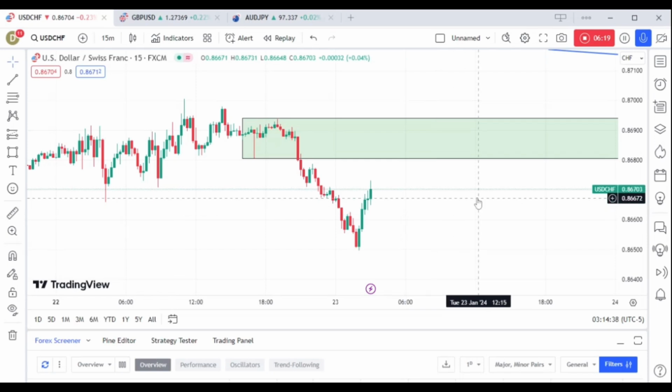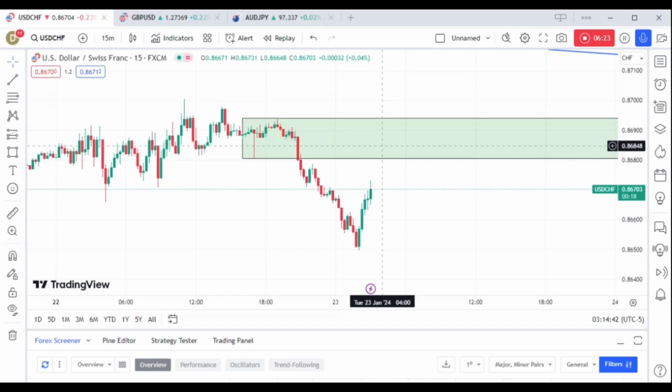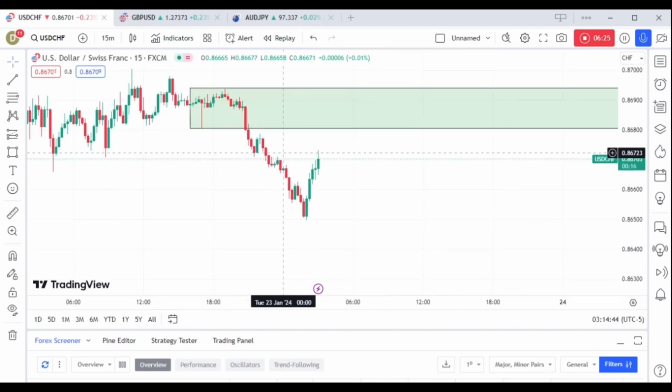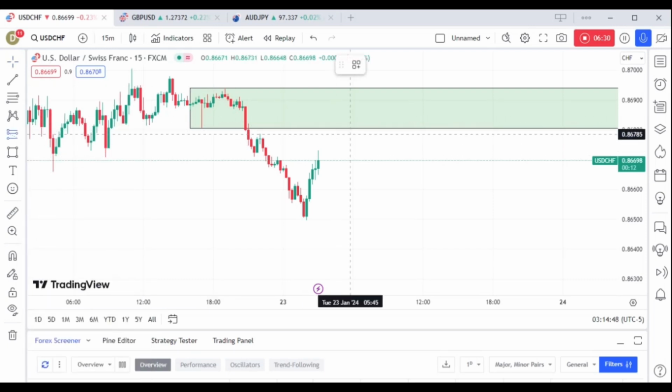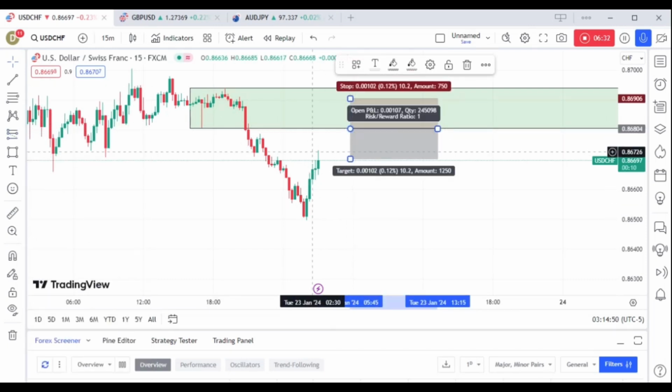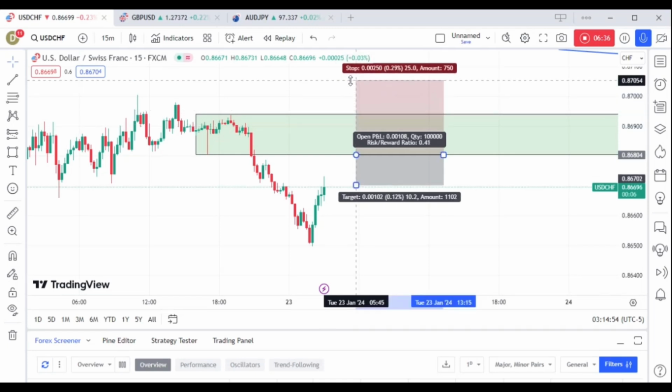So a possible setup for this USDCHF is simply waiting for price to come out of this zone and drop. And here it's going to look like I'm going to simply put my short position at this level here, and my stop loss above these highs here.